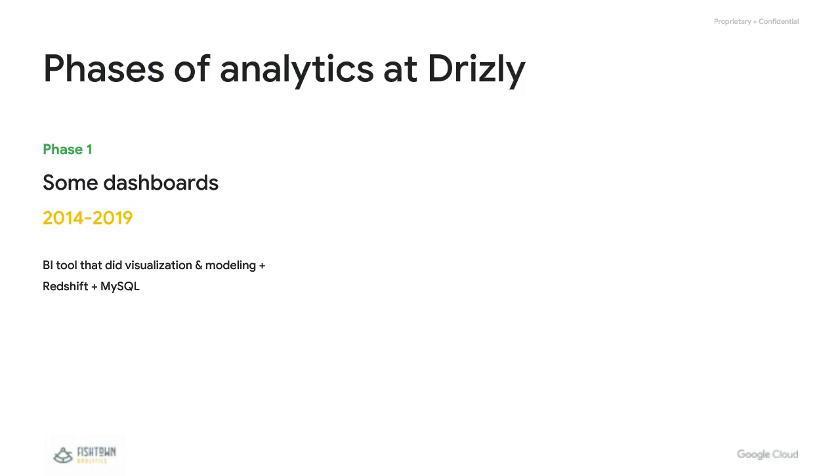I'm going to start with a brief history of the phases of analytics at Drizly. Phase 1, we're going to call Some Dashboards. This was the period between around 2014 and 2019, last year, where our BI tool did pretty much all of our visualization and data modeling and ingested data from a variety of sources, such as Redshift and MySQL. This was before our data team went through our rebuild and discovered the joys of dbt.